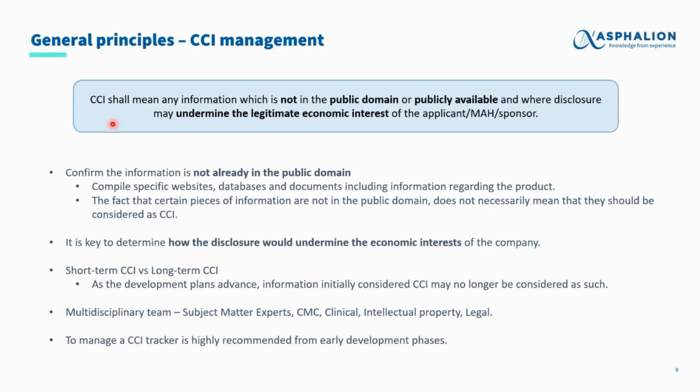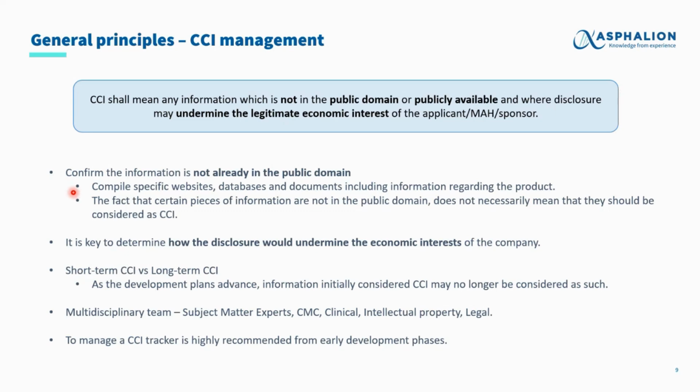Then the other type of information to be processed is CCI, which is confidential commercial information. And this shall mean any information which is not in the public domain or publicly available, and where the disclosure may undermine the legitimate economic interest of the applicant, market authorization holder, or sponsor in this case. So it's very important for CCI management to confirm the information is not already in the public domain. Otherwise, it will not be classified or accepted as CCI anymore.